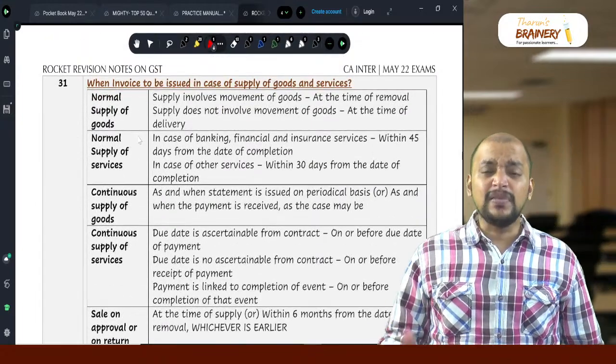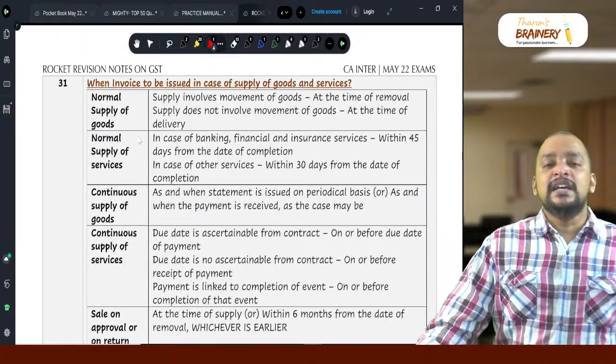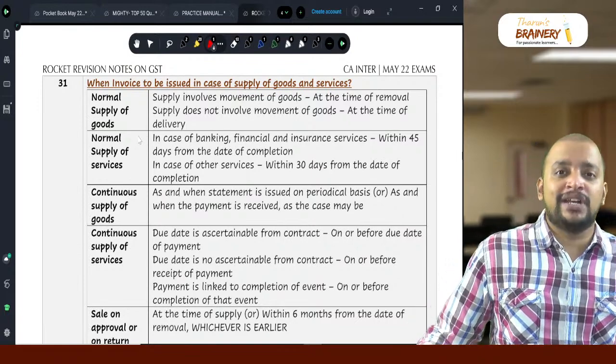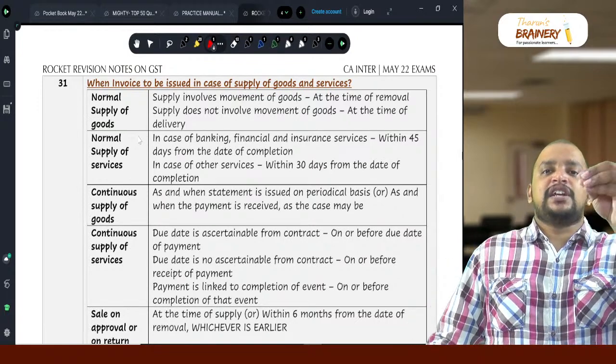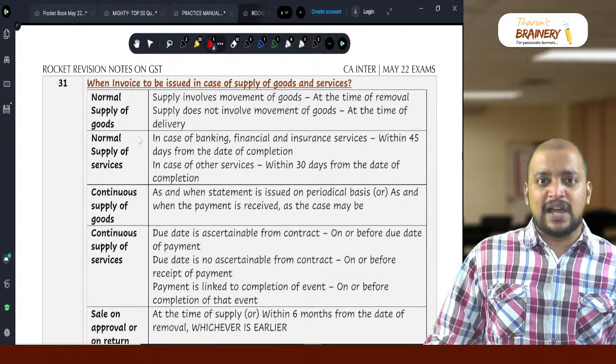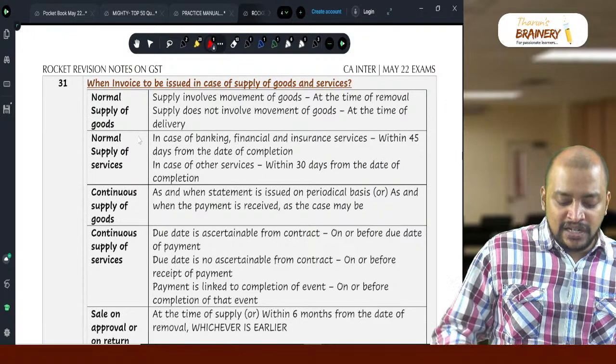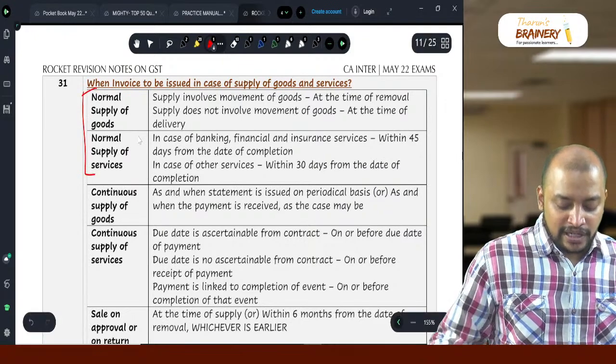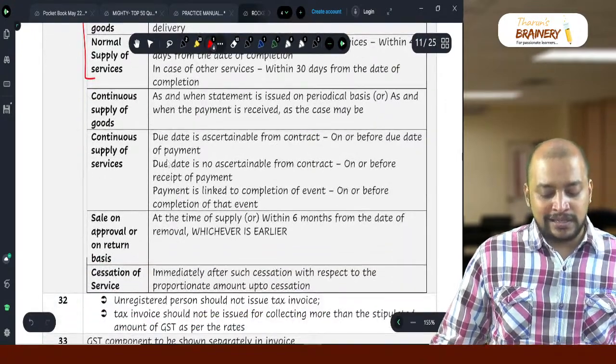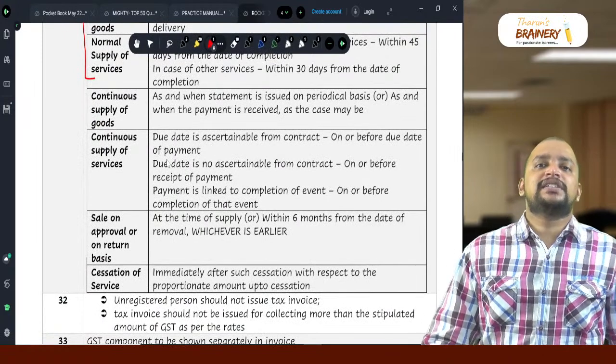Then normal supply of services: if it is banking or insurance sector, 45 days from the date of completion. If it is other sectors, 30 days from the date of completion. Okay, so majorly we will be applying these 2 points only. Then we have two cases, continuous supply of goods and continuous supply of services.